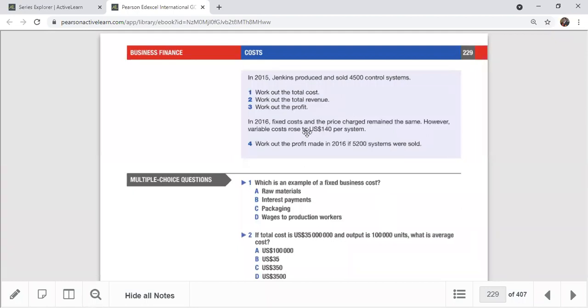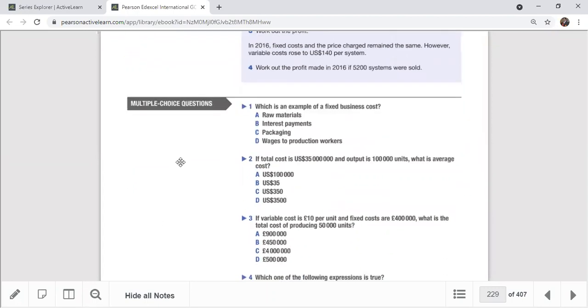Sometimes we can ask what is the average cost also. Average cost equals total cost divided by quantity. In this case, total cost is 888,000. 888,000 divided by 5,200. Then you can find the average cost per unit. Like that. Okay, let's go to MCQ questions.